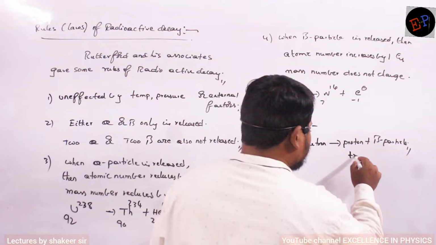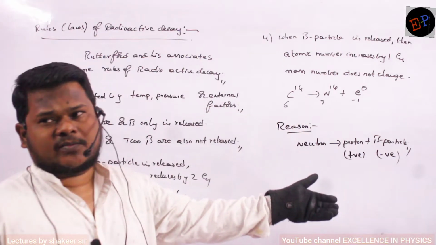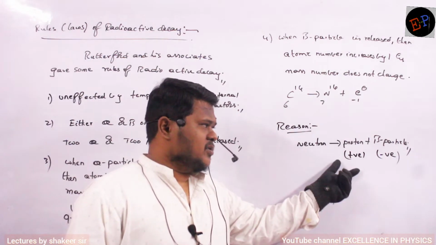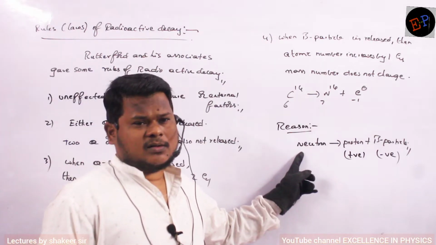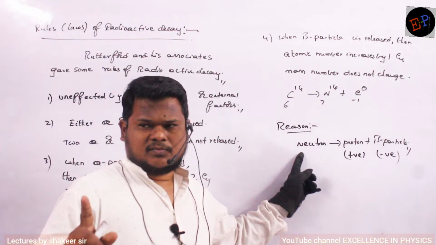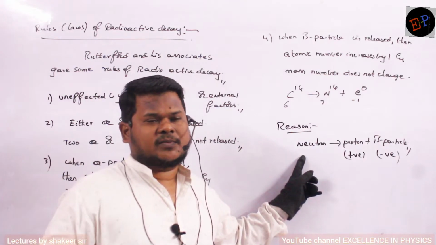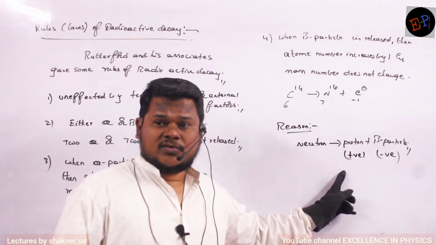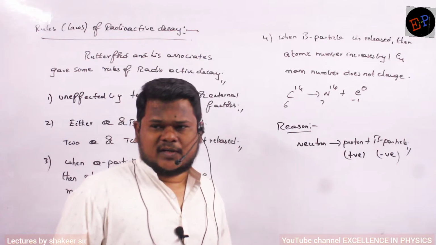This is a positively charged particle and this is a negatively charged particle. Positive and negative will become neutral. So therefore a neutron is a neutral particle. It splits into a proton as well as a beta particle. The mass of a neutron is approximately 1 AMU, 1.0083 something, and the mass of a proton is also approximately 1 AMU, 1.0078.